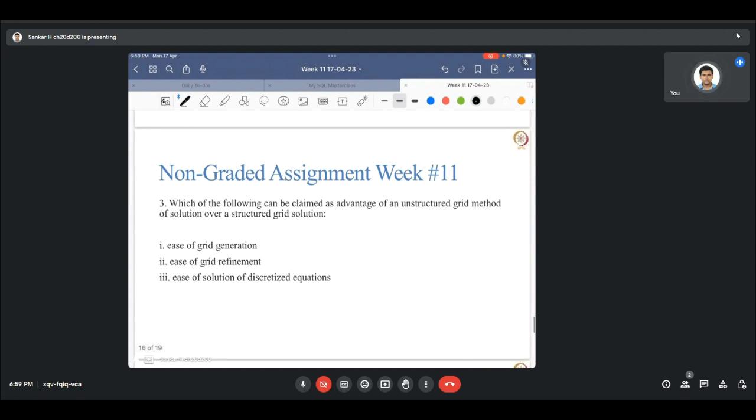We have seen very similar questions in the graded assignments for week 11. Let's see if anyone wants to answer this before I give out the actual answer.